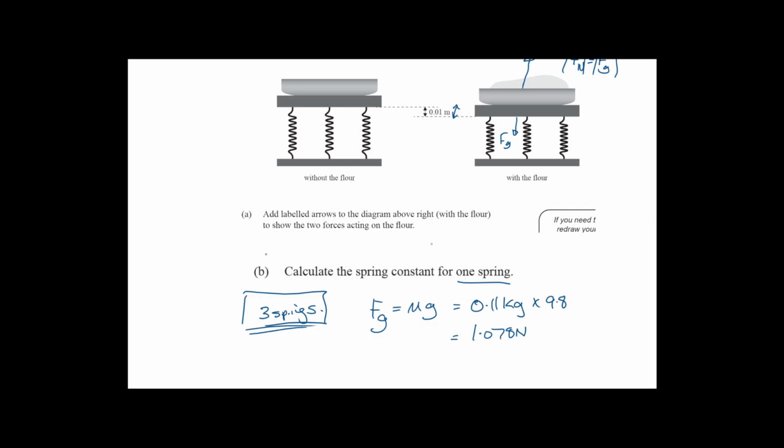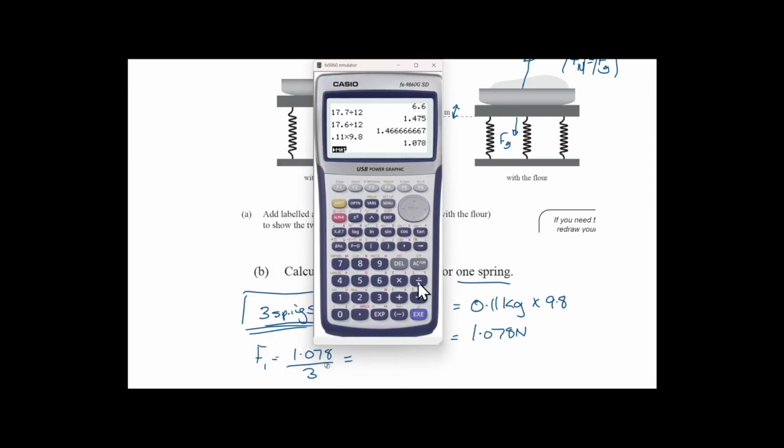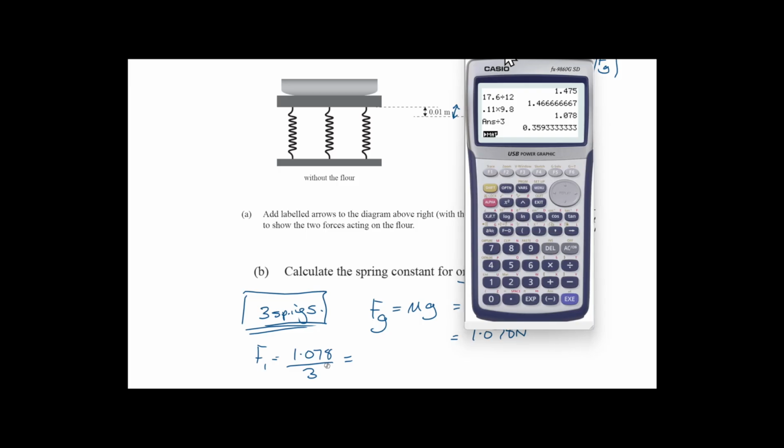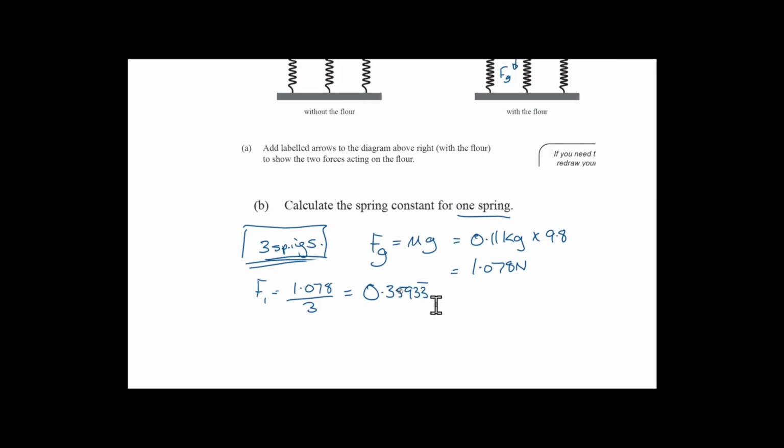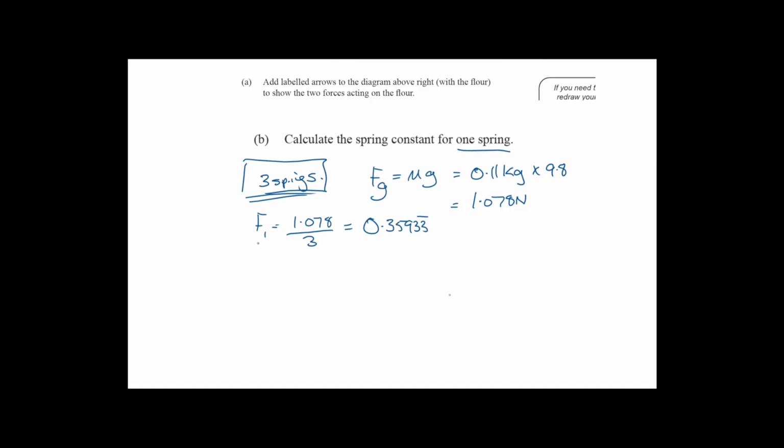We're presuming again that each of these springs is taking an equal amount of the weight. So the force on one spring is going to be 1.078 divided by 3. So let's divide that by 3. And we get 0.3593333. Fair enough. Okay, so now we know what the force pushing against the spring is, and because it's in equilibrium, the force that the spring is pushing back must be equal to that.